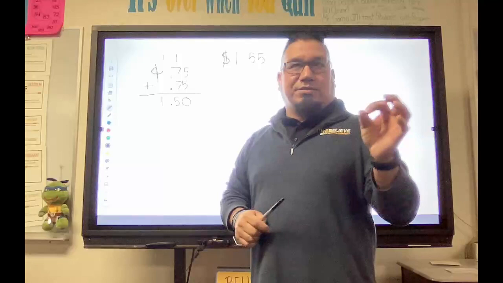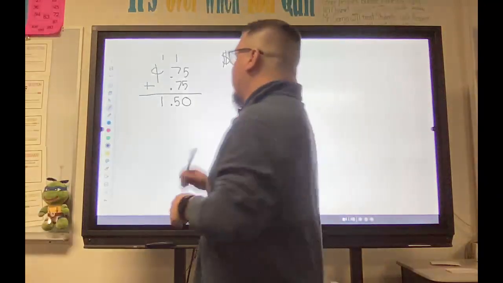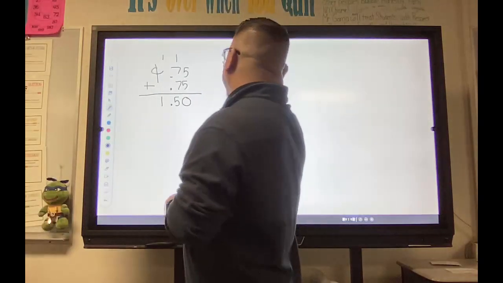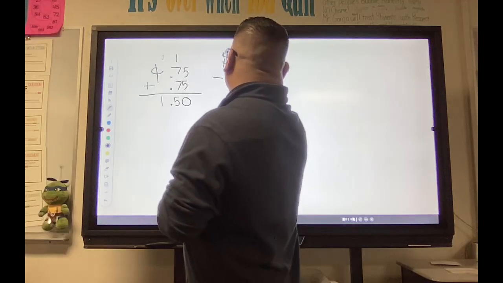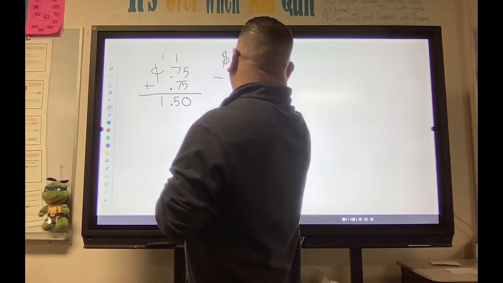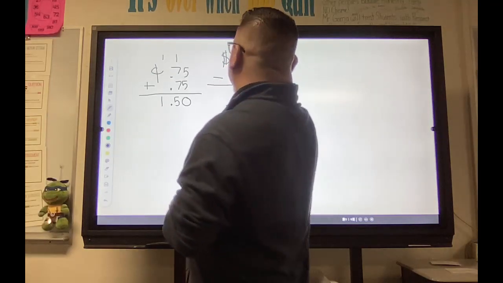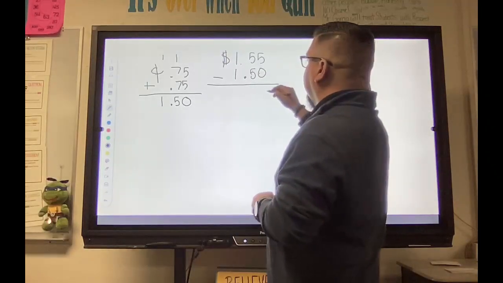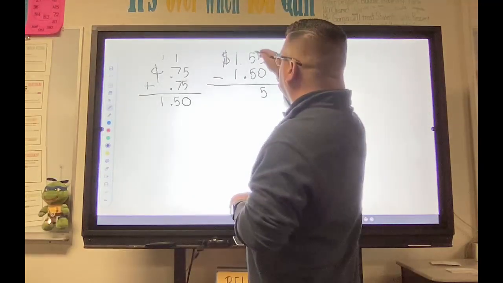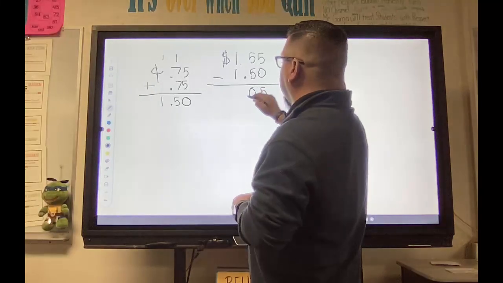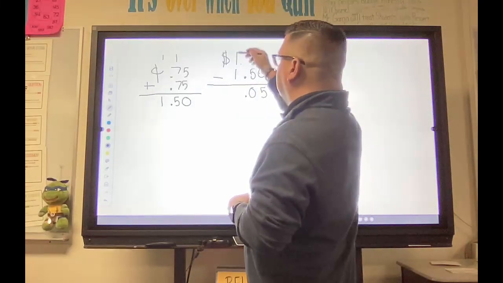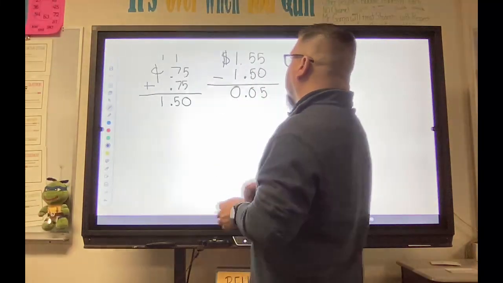Remember those quarters? You know how to count them, what they're worth. Okay, 75 cents. So now I'm going to subtract $1.50 minus, what do you have? $1.55? 5 take away 0 is 5. 5 take away 5 is 0. You still got to put your decimal. 1 take away 1 is 0. 5 cents.